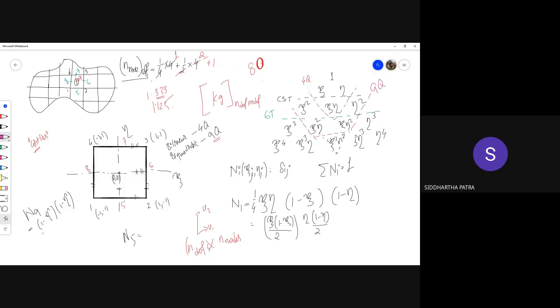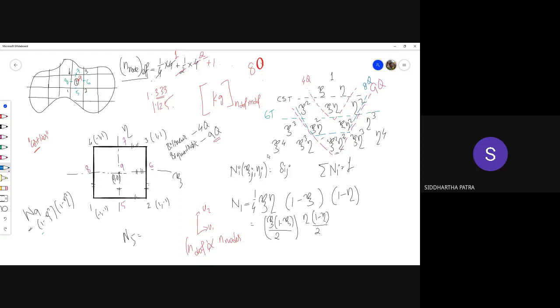sorry, I should be choosing a different color. Okay, so this is for 9Q. Let's take blue. So up to this is for 8Q, the 8 noded quad element.